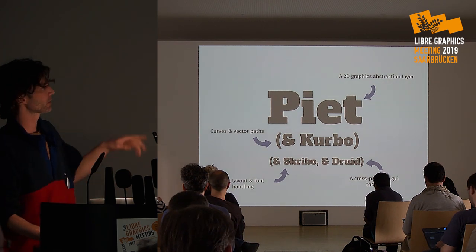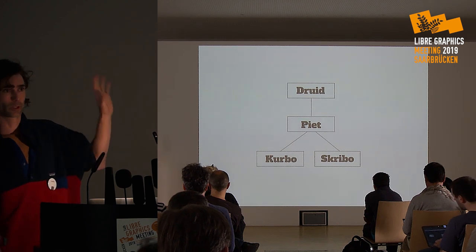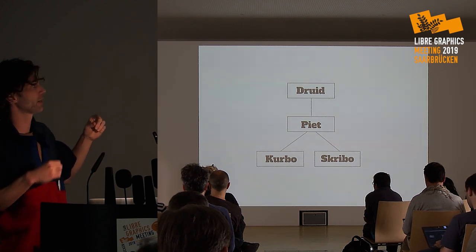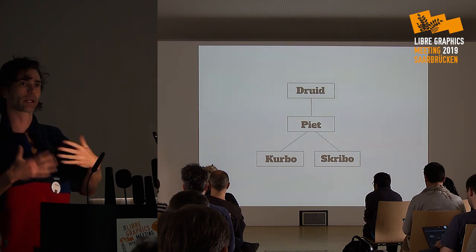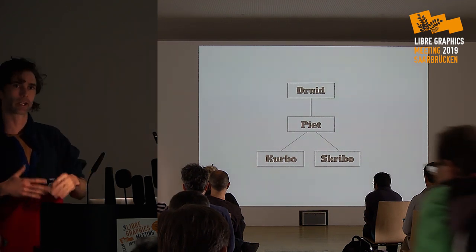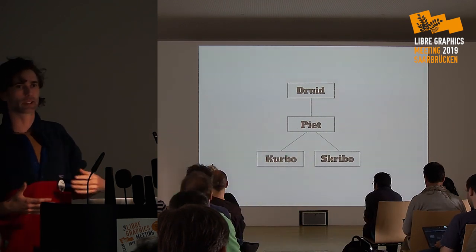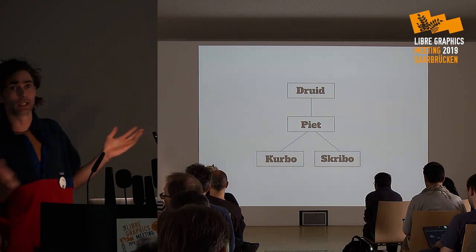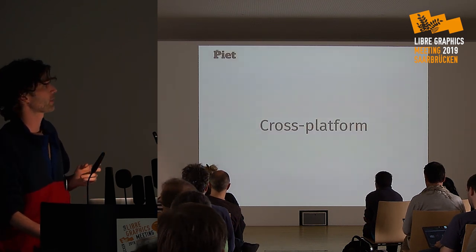And realistically, this graph in terms of dependencies looks more like this, where Druid is the thing that's being built, and Piet is the backing layer that provides the drawing abstractions, and then these other two provide lower level type definitions and implementations for things that you need if you're doing 2D graphics. And importantly, it's all cross-platform.